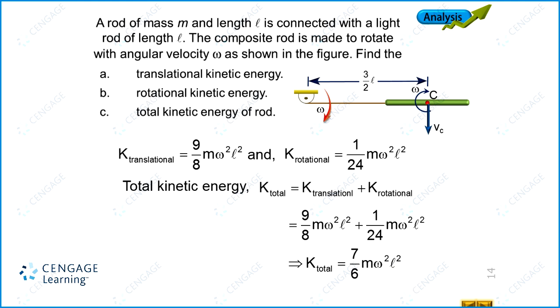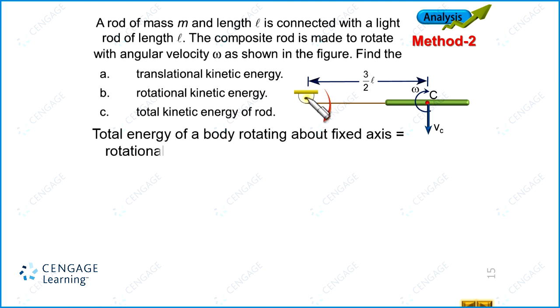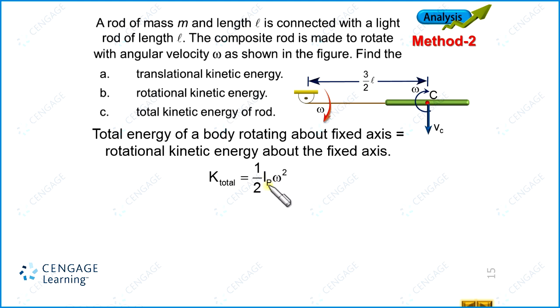Let us solve the same problem, the total kinetic energy of the rod, by a second method. We know the total kinetic energy of a rotating body about a fixed axis equals the rotational kinetic energy about that fixed axis. That means if we know the moment of inertia about an axis passing through the hinge point, we can write the total kinetic energy as half Ip omega square. We can calculate Ip by using the parallel axis theorem.